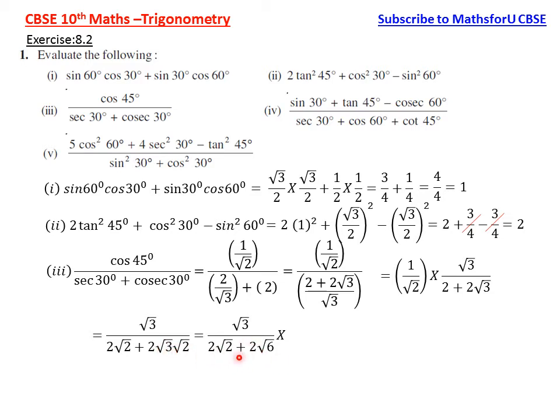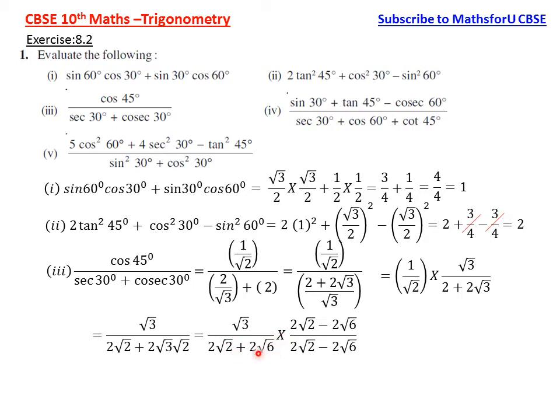Now in the denominator we have two terms. To make it one term we need to multiply and divide by its conjugate. That is 2 root 2 plus 2 root 6, the conjugate would be 2 root 2 minus 2 root 6. So we are going to multiply and divide. When we do multiplication and division by the same number, there won't be any change in the original number. So we can multiply and divide by the same number.